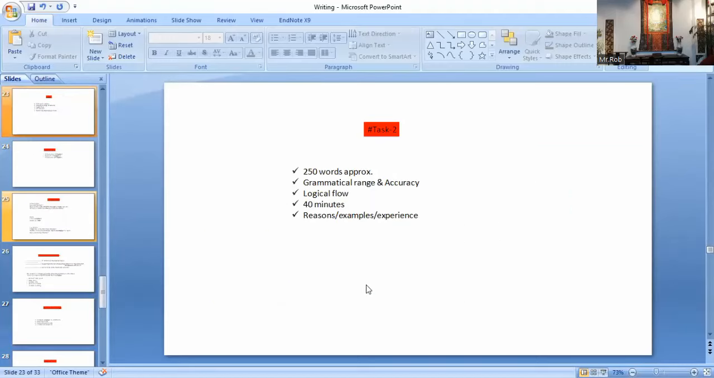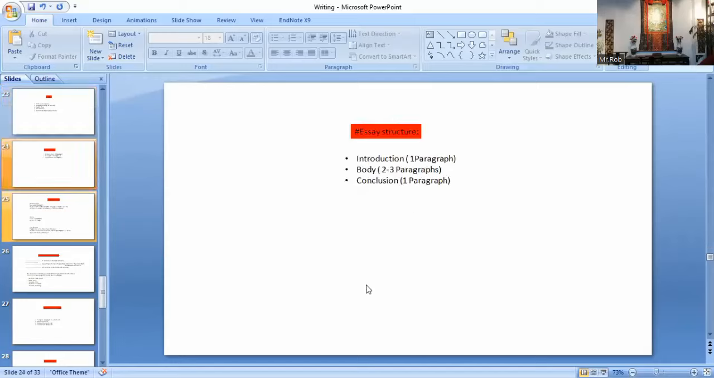So now let's move on to task two. In task two, there would be approximately 250 words. And again, you have to use grammatical range and accuracy. There should be some logical flow. You should write in 40 minutes approximately and give sufficient reasons, examples, and experience to support your opinion.